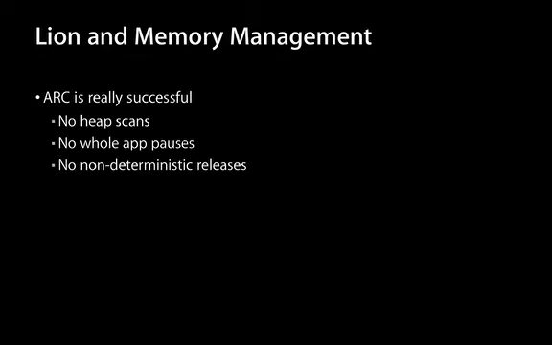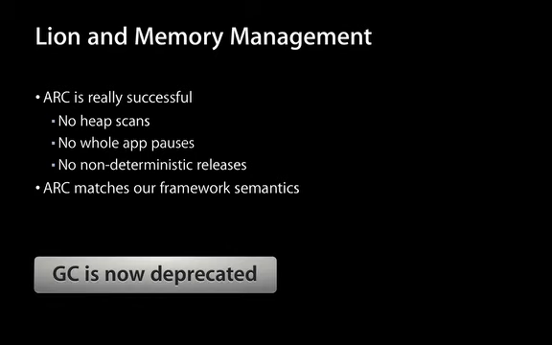As you've possibly seen in other talks, ARC has been really successful. We have no heap scans, no whole app pauses, no non-deterministic releases. Well, what does this sound like? This is, in fact, ARC matches our framework conventions really well. We've really grown to design our frameworks to rely on the exact order of the release of objects, and ARC automates this very well. Because of all this, we're deprecating GC. We really think that a smooth, fluid user interface is very important to our customers, and great battery life is just as important. So with that, GC is deprecated.